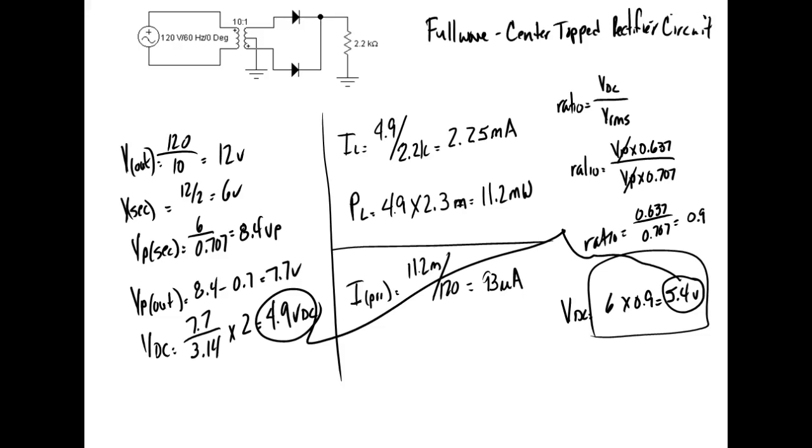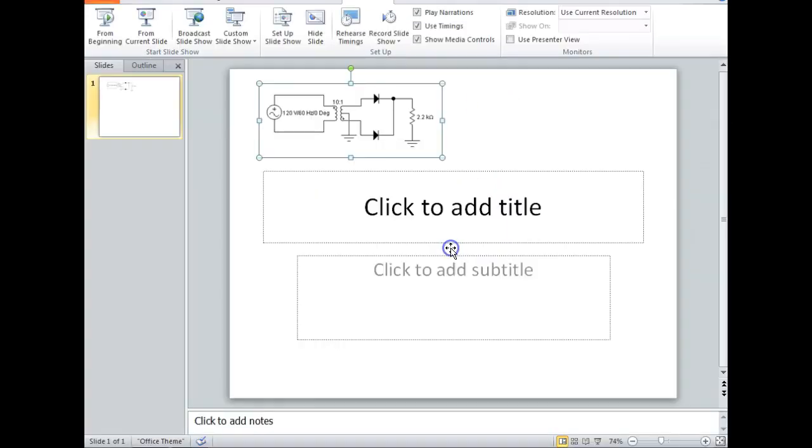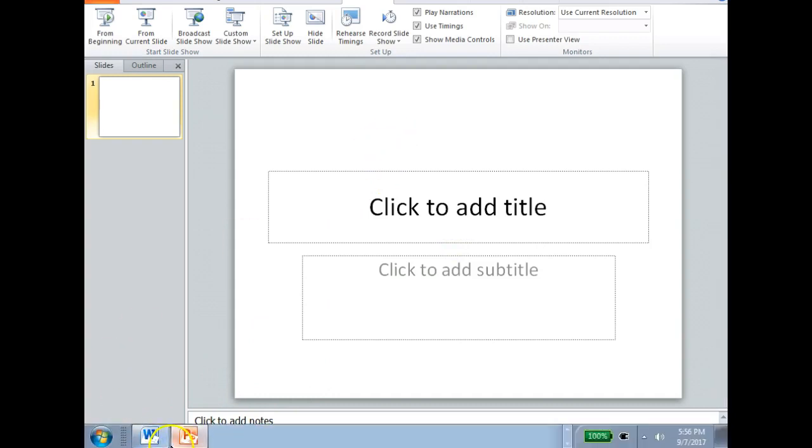Are we okay? Now the next one is the half-wave rectifier.